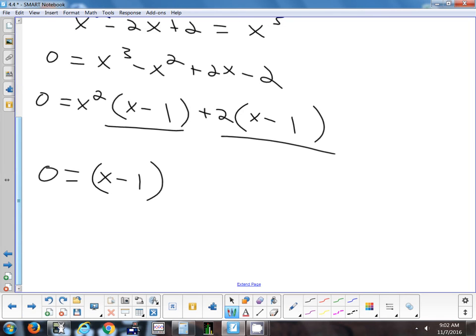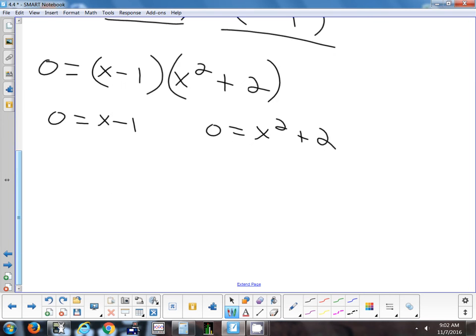If you factor x minus 1 out of the first term, what does that leave you with? Just the x squared. Bring down your plus. And if you factor x minus 1 out of the second? 2. Now set each of those factors equal to 0 and solve them. 0 equals x minus 1. 0 equals x squared plus 2.